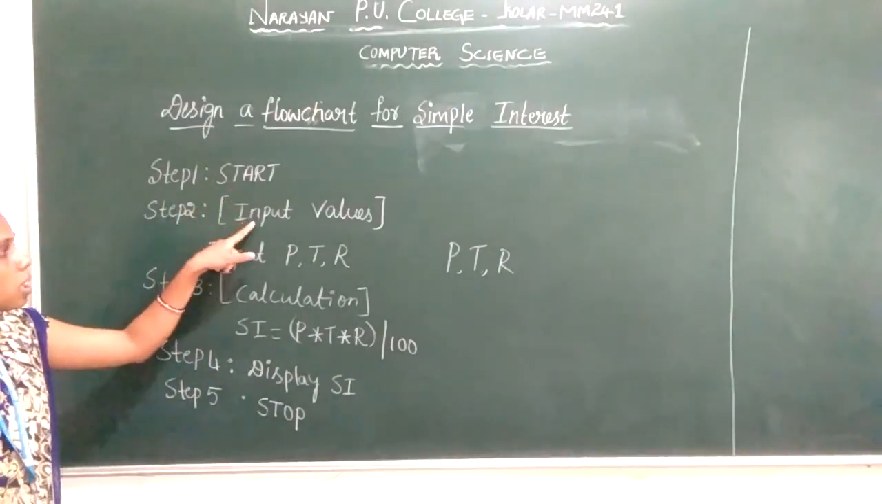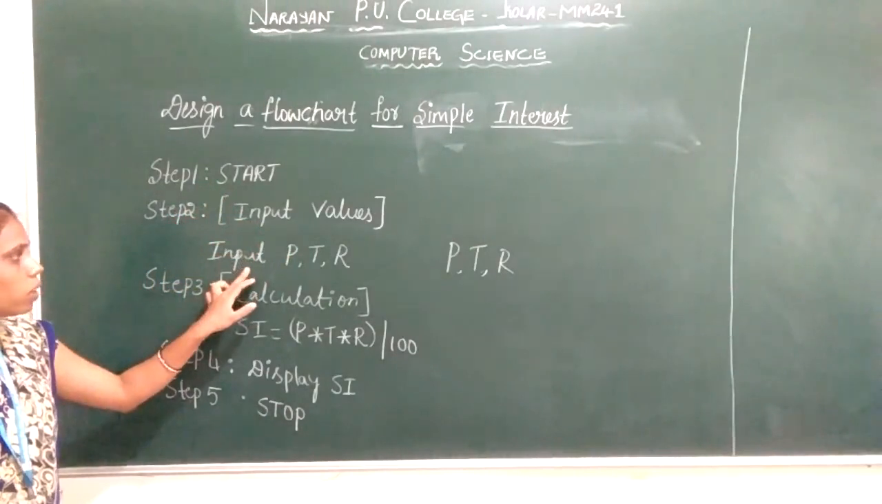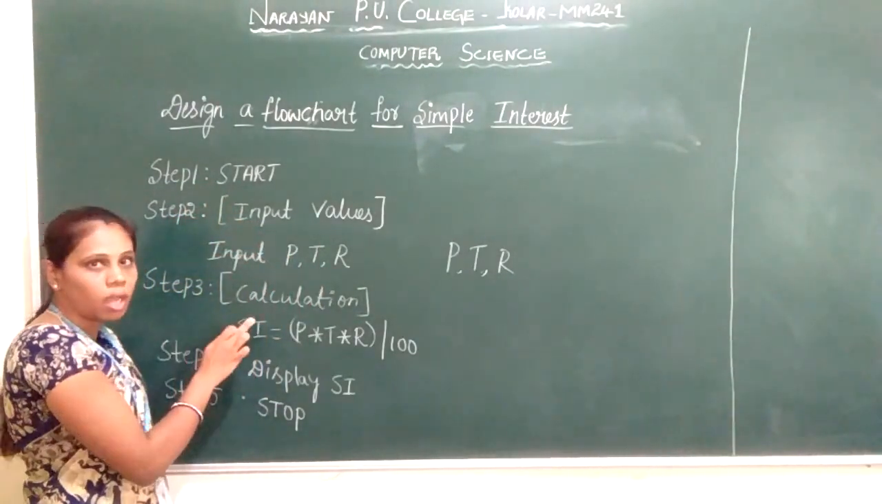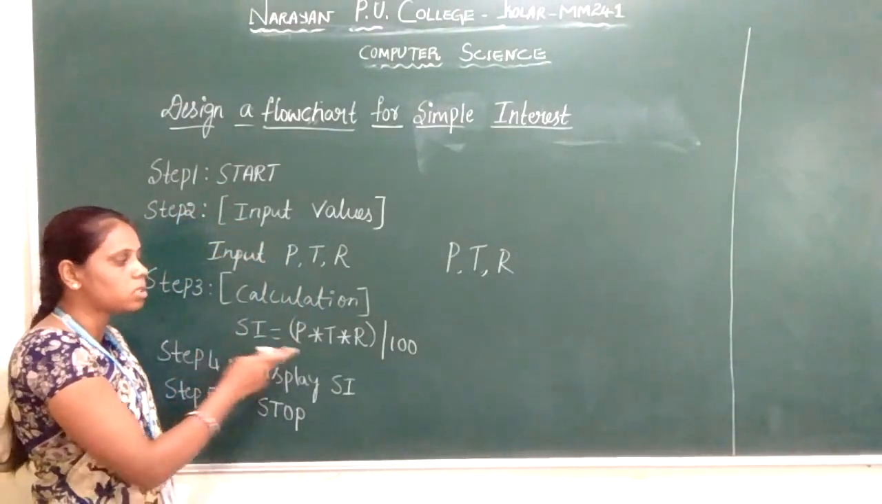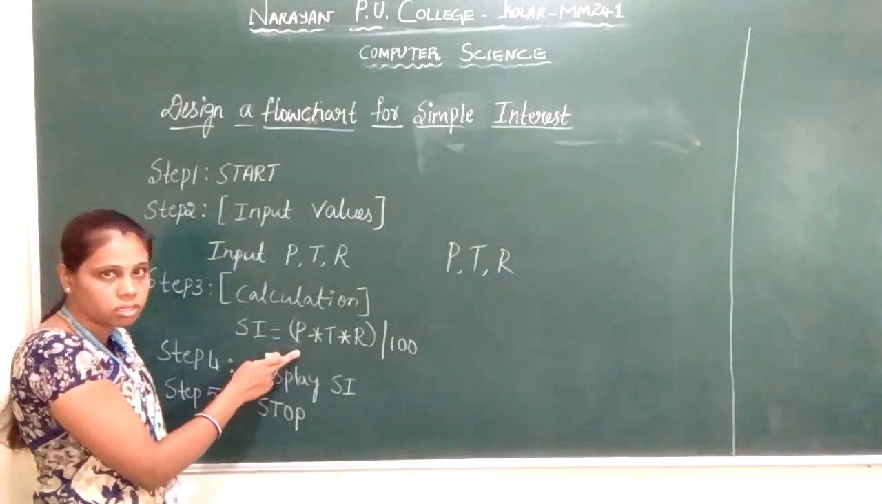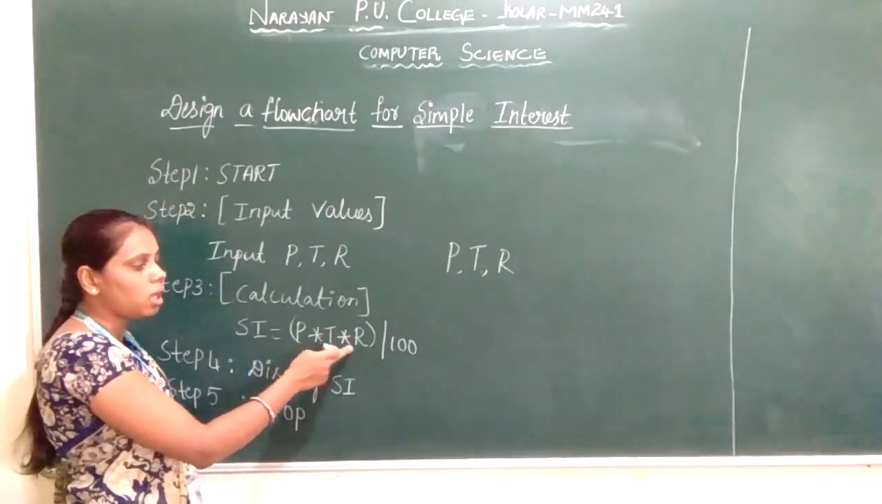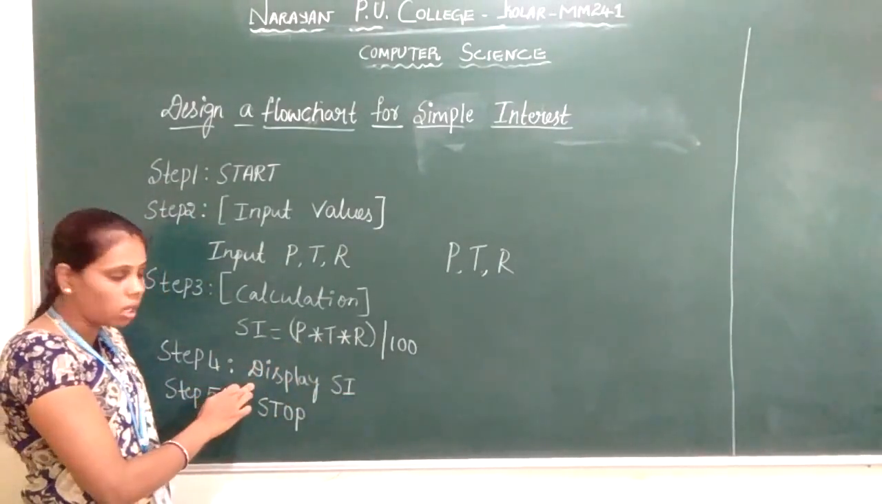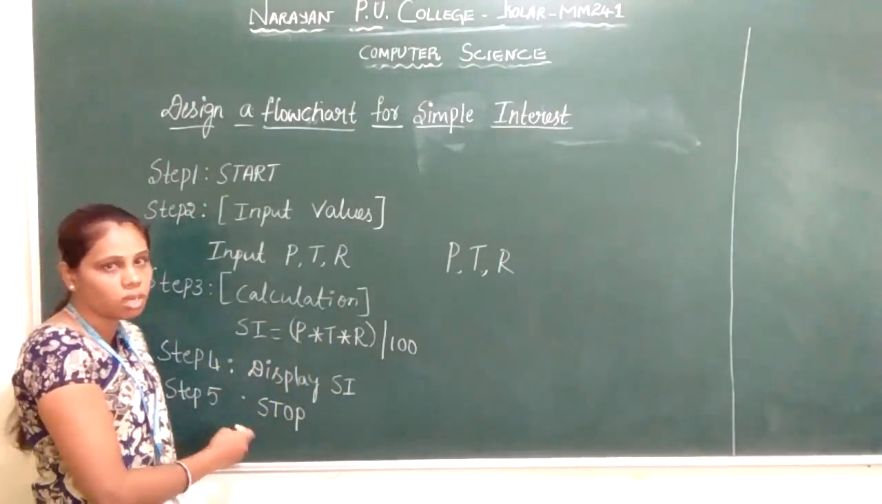First is start, second is input values. The values for input is P, T and R. Next we have calculation. So in calculation we are going to calculate the simple interest. The formula for calculating the simple interest is PTR divided by 100. Next we are going to display the result, and next is the stop.